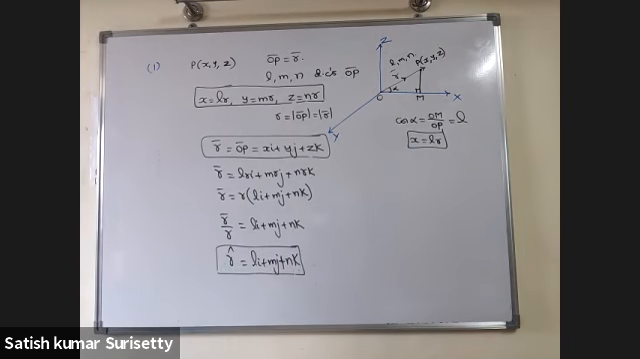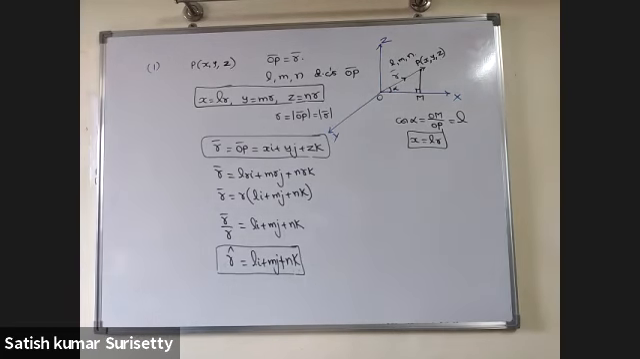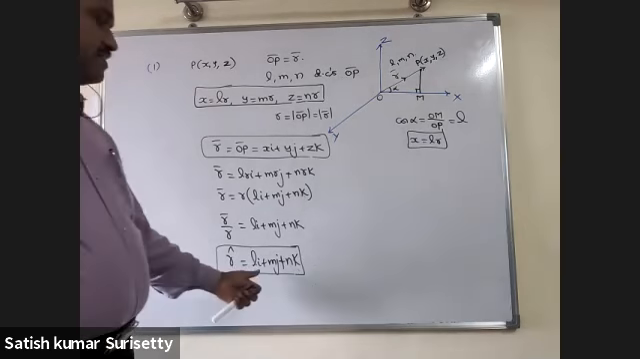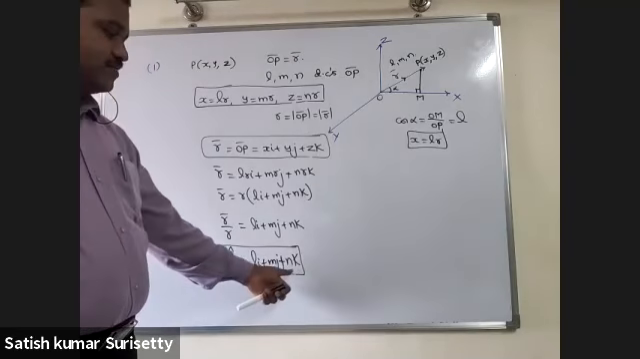Unit vector in the direction of a line with direction cosines L, M and N is Li plus Mj plus Nk. That is, whenever you know direction cosines of any line, and if you want to write the unit vector, then you can write directly Li plus Mj plus Nk.